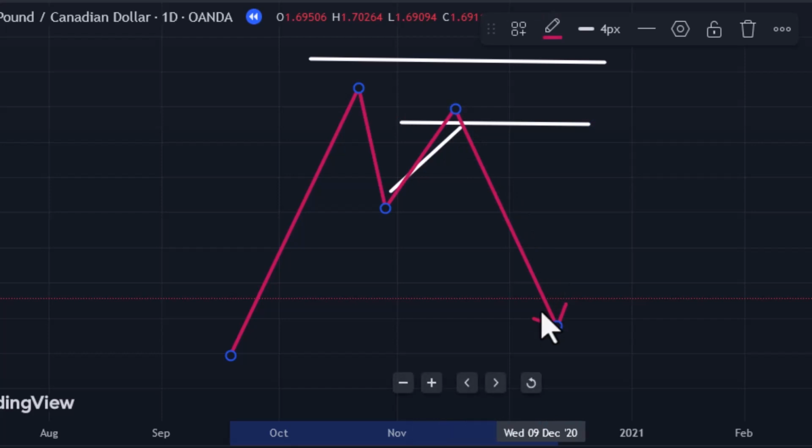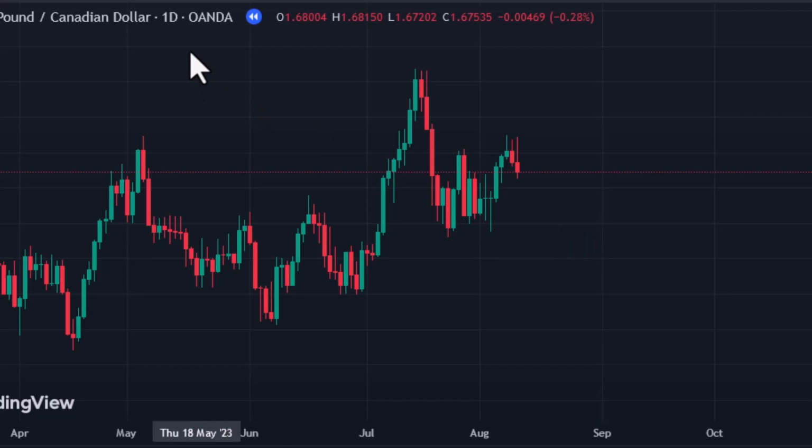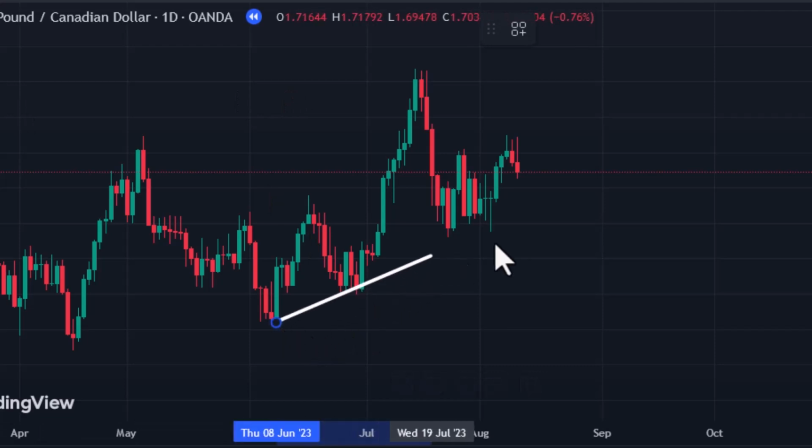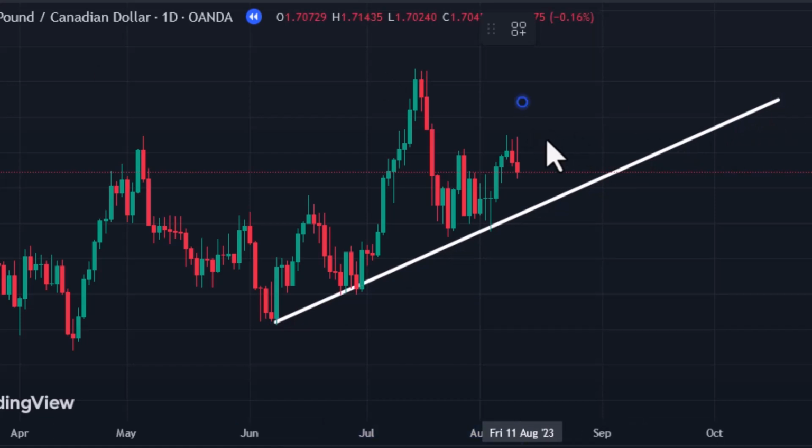So let's go into a real chart example so that I can show you what I've been talking about. This is a daily time frame of British pound, Canadian dollar. Let's say we identify the support that has been holding here. You can see the support has been holding. We're expecting a breakout to the downside here.